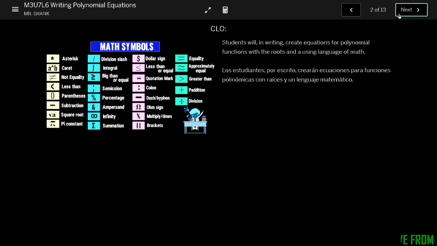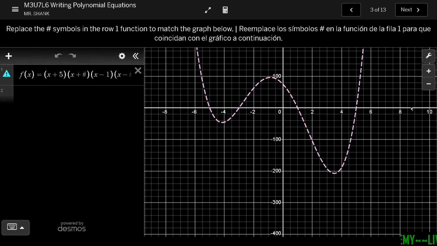All right, what we're doing today is going to be writing those polynomial equations. So students will, in writing, create equations for polynomial functions with the roots, using the language of math. So we're trying to figure out, what does the equation look like if we're given the graph?